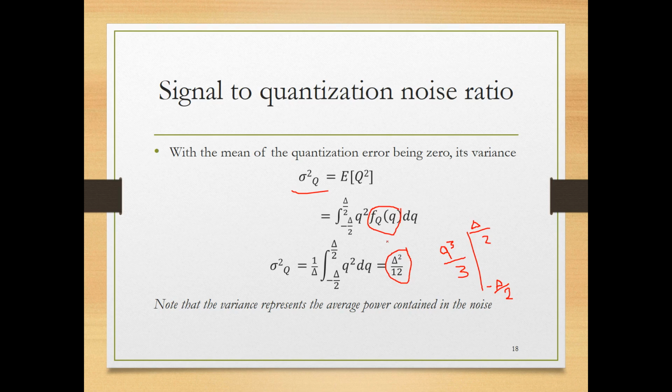Why is it equal to the power? Because the mean of this noise is 0. If the mean of any random variable is equal to 0, then the variance is actually the power. If the mean is not 0, the variance is not the power. Clear? The power will be the mean squared plus the variance. Everybody got this? You might be surprised that variance is power, but this is how it is.